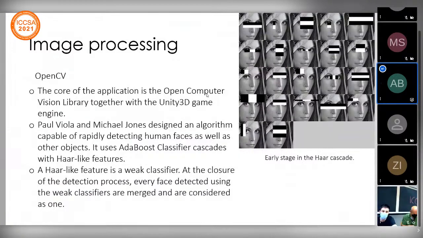For the image processing part, we used Open Computer Vision, together with the Unity 3D game engine. And we used the Haar cascade and AdaBoost classifiers in order to have a fast solution for finding someone's face. This is really important because, as we said at the beginning, we were interested in using the students' phones that may or may not be low end, and therefore we needed something really fast and good enough for us to find the position and the orientation of a human face.